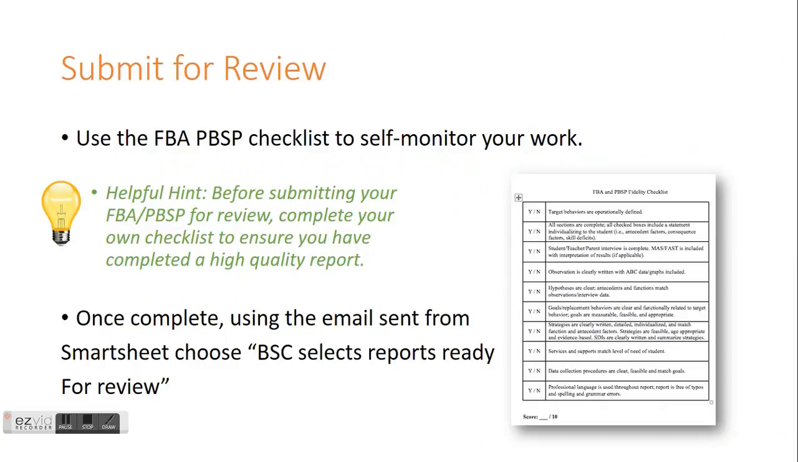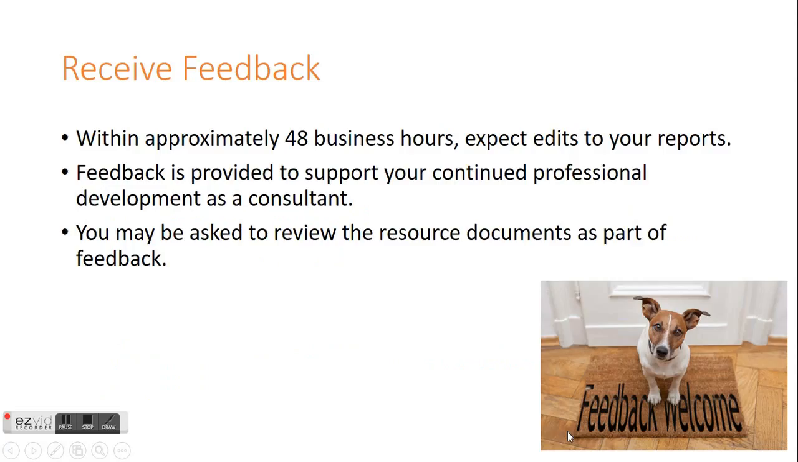Submit for review. Use the FBA Positive Behavior Support Plan checklist to self-monitor your work. Your helpful hint: before submitting your FBA Positive Behavior Support Plan for review, complete your own checklist to ensure you have completed a high-quality report. Once complete, use the email sent from Smartsheet, choose BSC, select reports ready for review. Here is an example of a checklist you could use.